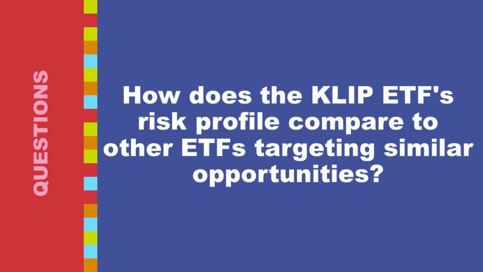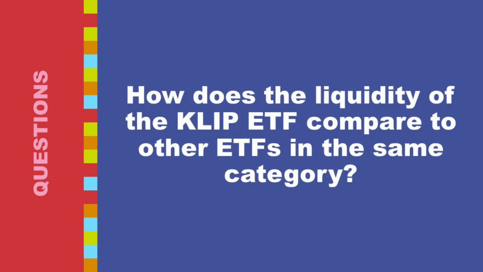The strike price and expiration date of the call options sold can affect the risk profile. KLIP doesn't offer detailed information on these aspects of its covered call strategy, making a direct comparison with other ETFs challenging. How does the liquidity of the KLIP ETF compare to other ETFs in the same category?